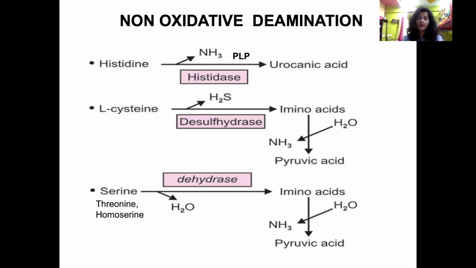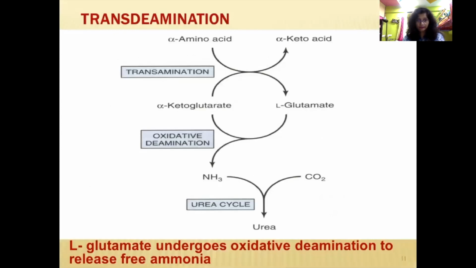Now coming to another three amino acids, they are the hydroxyl group containing amino acids like serine, threonine, and homoserine. These undergo non-oxidative deamination with a single enzyme, that is a dehydratase, or dehydrase. So this dehydrase removes water and ammonium ions. First, it removes water to convert this amino acid into another amino acid, and this amino acid gives ammonia. It releases ammonia and gets converted into pyruvic acid. So these are the enzymes which are responsible for non-oxidative deamination.